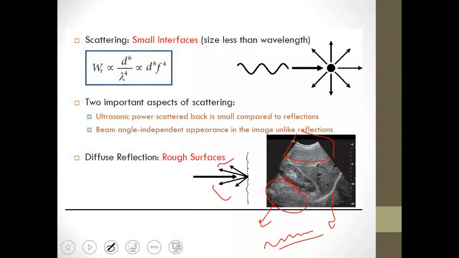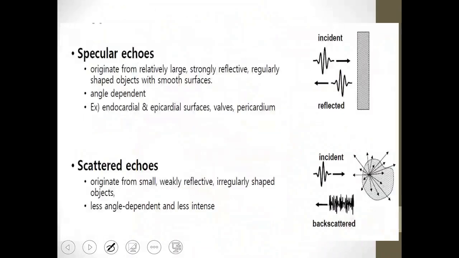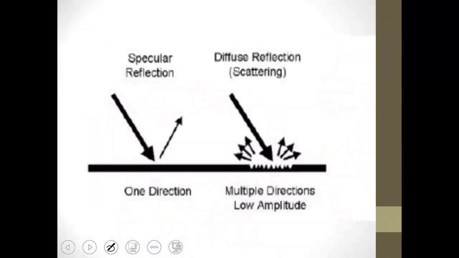So, if I am dealing with smooth areas, then it refers to specular reflection when dealing with certain surfaces. When dealing with small size particles, scattering or isotropic scattering occurs, which involves small interfaces or small sizes that are less than the wavelength of the ultrasound pulse. Additionally, we also discussed refraction.